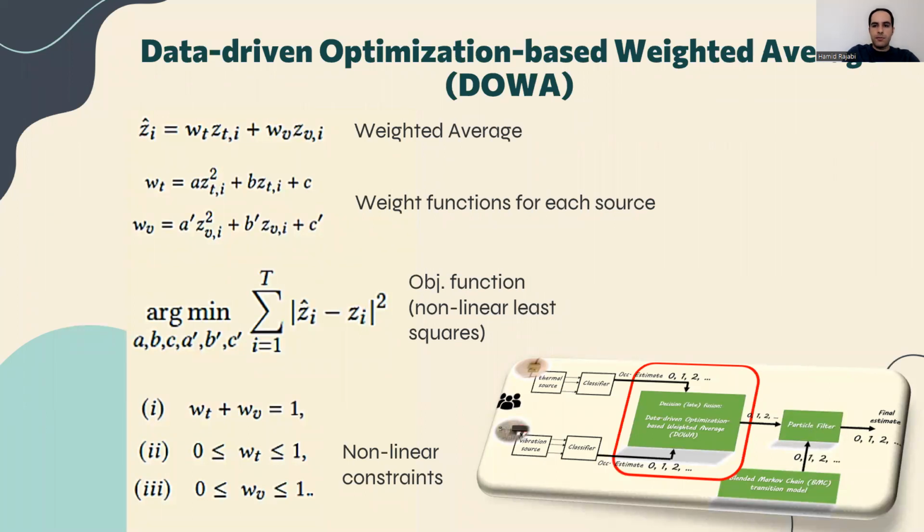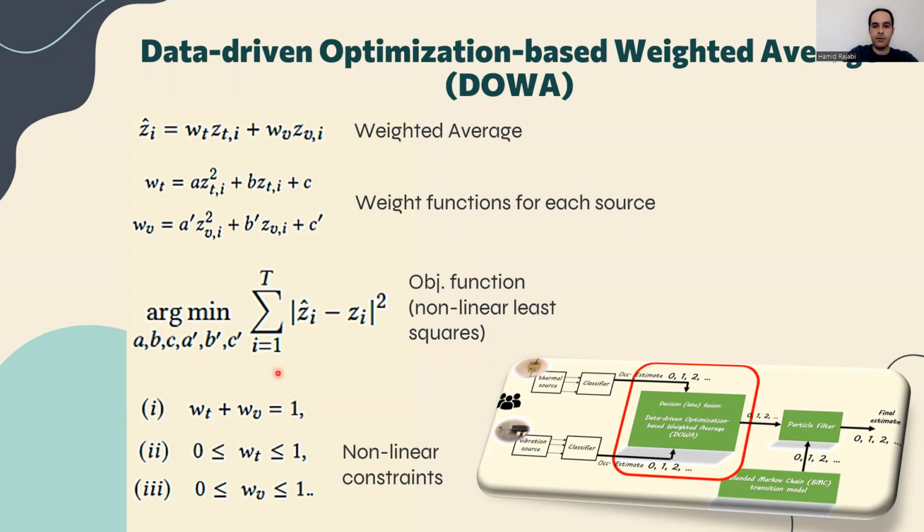The late sensor fusion process, or DOA in MODES, is based on a weighted average between two occupancy estimates. Here we see the weighted average function. Each weight is defined as a quadratic function of the associated input data, and the optimal weights are obtained through a supervised learning problem. The optimal coefficients for each function are obtained through an optimization process that minimizes the least square error to the ground truth data.